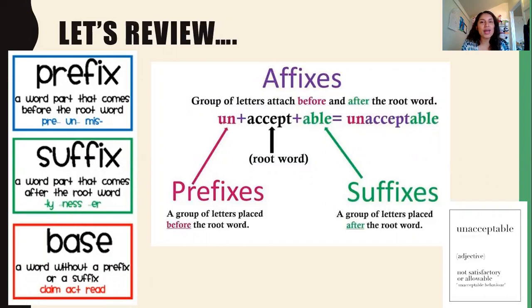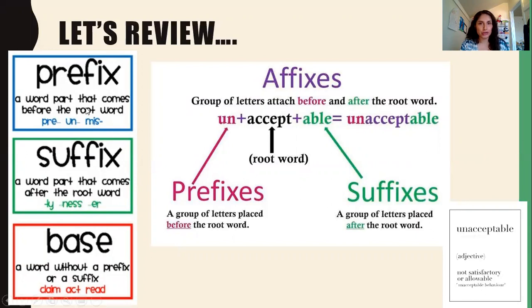But now let's add the prefix un and the suffix able. Unacceptable. The word no longer means to receive. It no longer means to accept. Now, unacceptable means that it is prohibited or not allowed or not satisfactory. Do you see how this prefix un and the suffix able completely change the meaning of my word? This is why we're going to do word study. We're going to study these words so that we can better understand our reading.